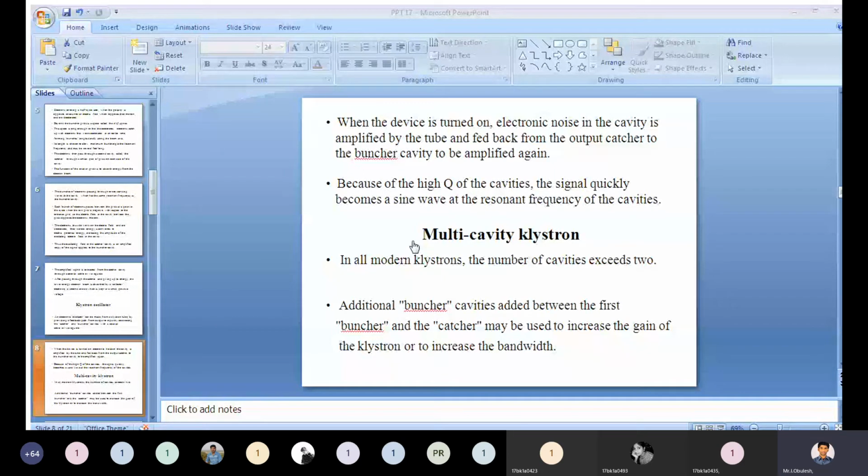Thus, ensure that a maximum of energy is transferred from the electron beam to the RF oscillations in the cavity. The reflector voltage may be varied slightly from the optimum value, which results in some loss of output power, but also in a variation in frequency. This effect is used to good advantage for automatic frequency control in receivers and in frequency modulation for transmitters.